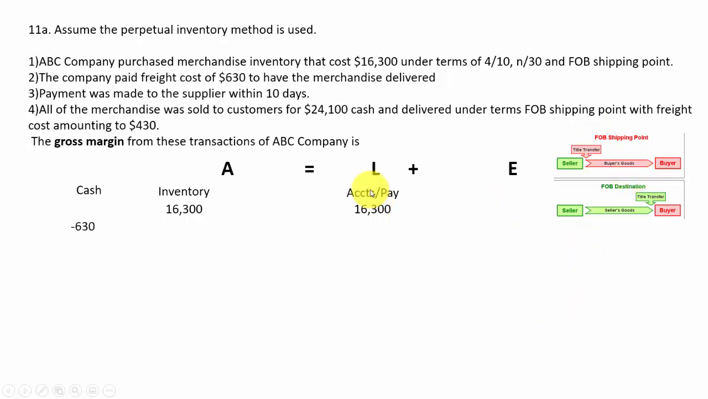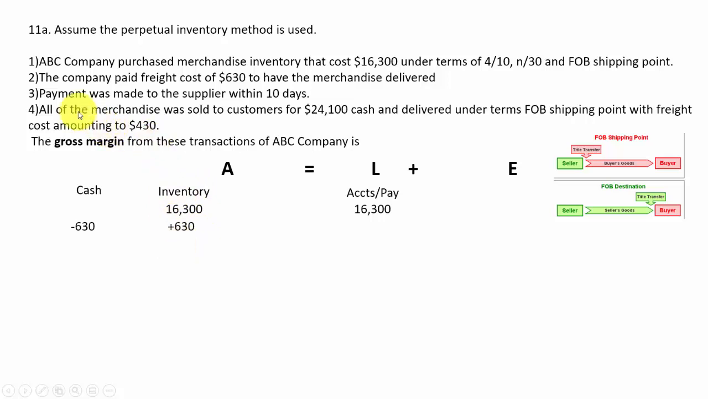So the company paid a freight of $630 to have the merchandise delivered, and so we're going to reduce cash by $630 and increase inventory by $630. And remember that this freight is an ordinary and necessary cost to get the goods ready to sell. Therefore, it goes under as part of the cost of inventory.